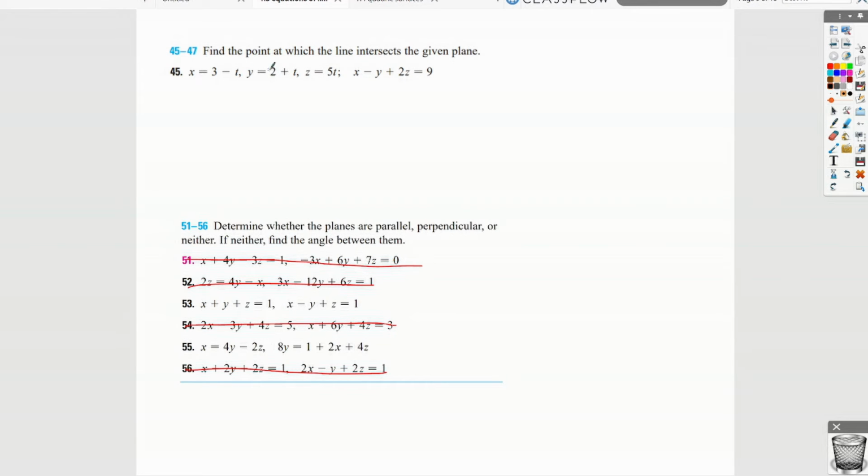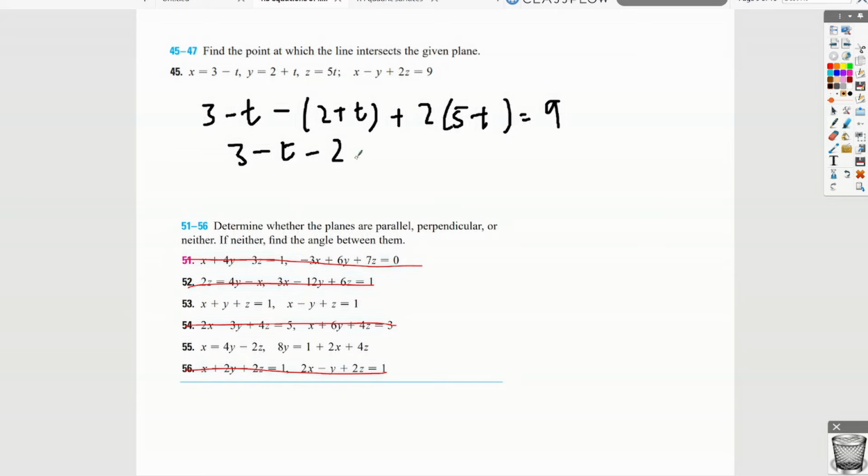We have x, we have y, and we have z, right? They're all in terms of t. And we can't really solve for 3 variables, so why not solve for 1 variable and substitute them in? So 3 minus t minus 2 plus t plus 2 times 5t is equal to 9. So 3 minus t minus 2 minus t plus 10t is equal to 9. So 3 minus 2 is 1, minus 1 is 8, so 8 is equal to 8t. That's really nice. t equals 1.